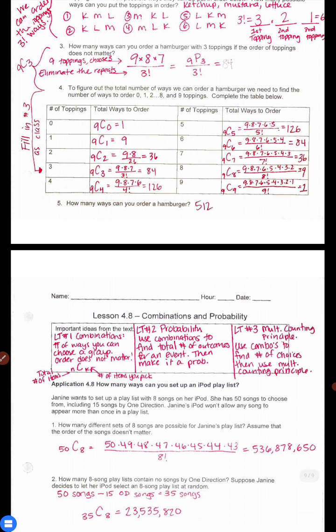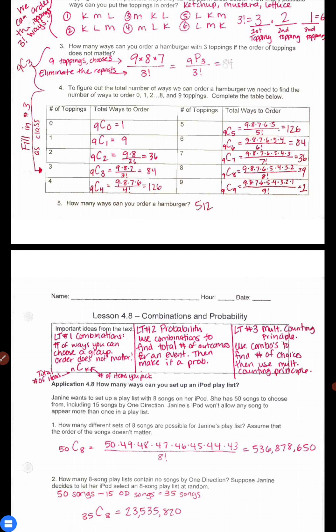So, question number 4, what we are going to do is try to figure out the total different ways you could build a hamburger if you didn't care about the order of the toppings. Well, the first way is to get your hamburger plain with no toppings. That would be 9C0 because there are 9 options, but you're not using any of them. There's only one way to build your hamburger. That's a plain one, right?